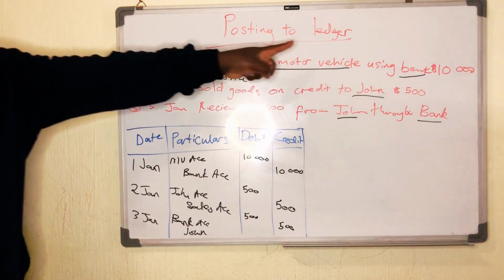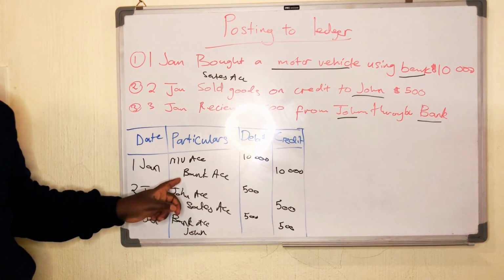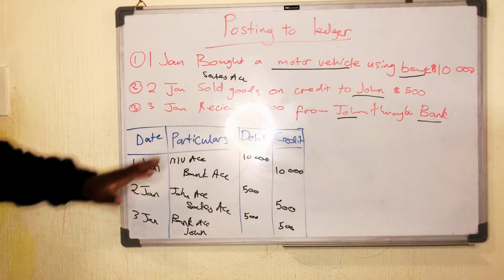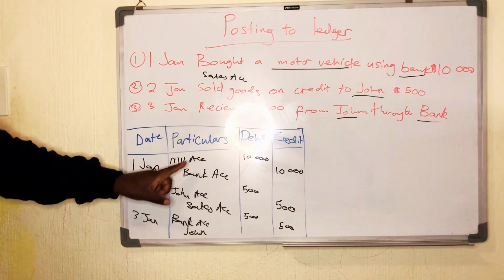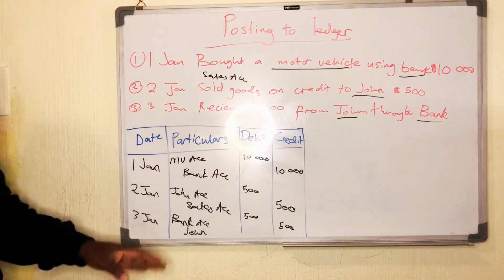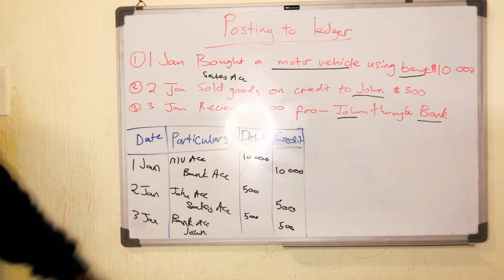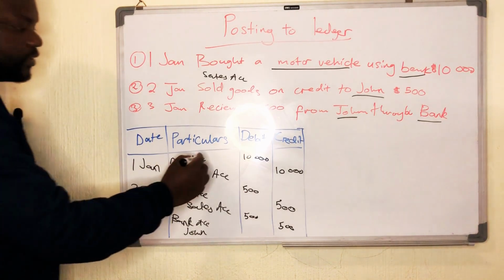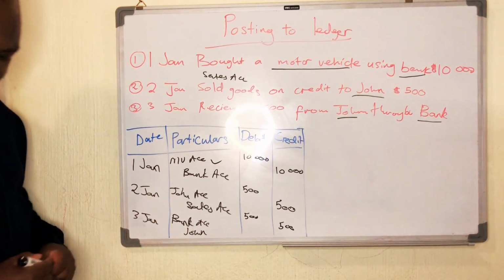When you are posting to ledger, we are taking the information from the journal entries that we've made. So we now want to create all these accounts that we have just been naming: motor vehicle account, bank account. We now want to make these accounts. So the first account that we need to make is what? This one, the motor vehicles account.